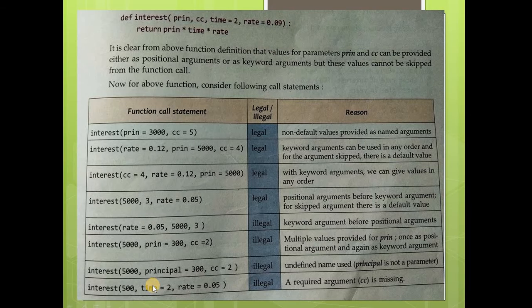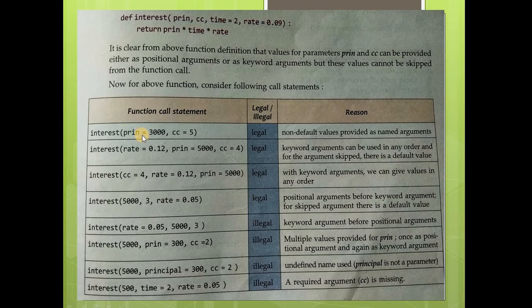Now let us discuss one example for the question of finding errors. Here we have one function with the name interest, which takes four arguments: principal, CC, time and rate. You can observe here that time and rate are default arguments.